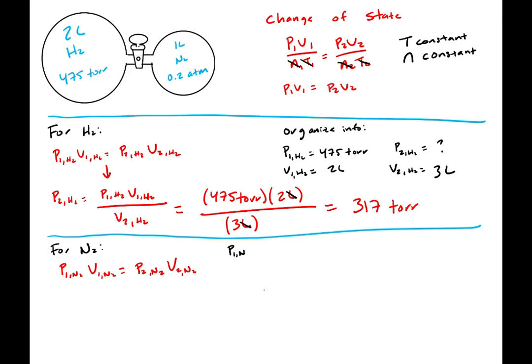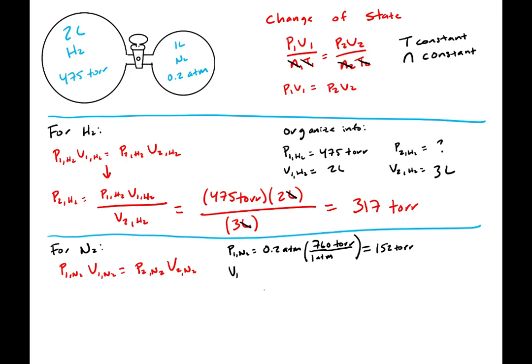The initial pressure of the N2 is given as 0.2 atm. And the problem asks us to find what the pressure is in units of torr. So we should convert to torr now, using the conversion factor that we saw earlier that said that 1 atm is 760 torr. So there we have it. And what we have as our initial pressure in torr is 152 torr.